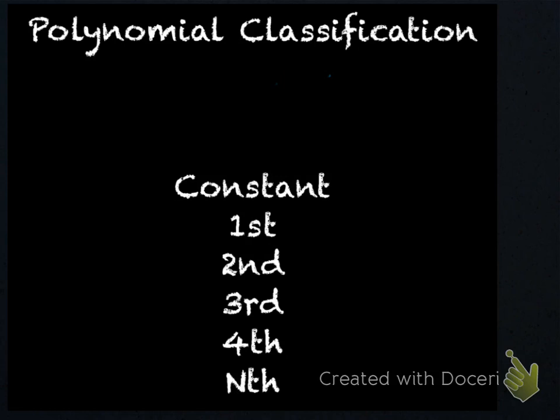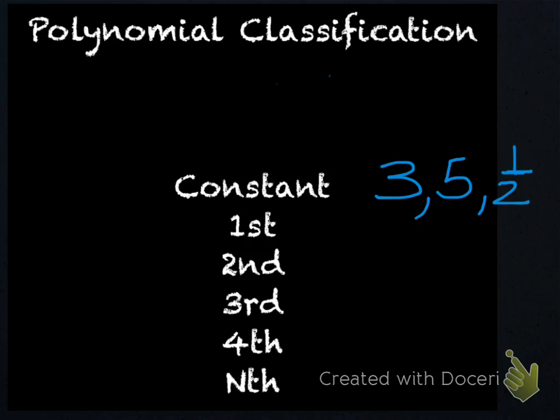Constant. If you're classifying a polynomial by terms, or by degree, you would classify any number by itself, for example, the number 3, the number 5, the number 1/2. You would classify them as constants. That's pretty straightforward.